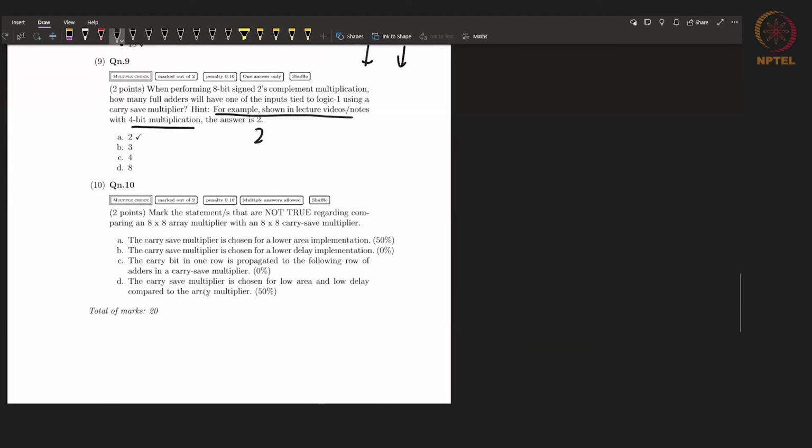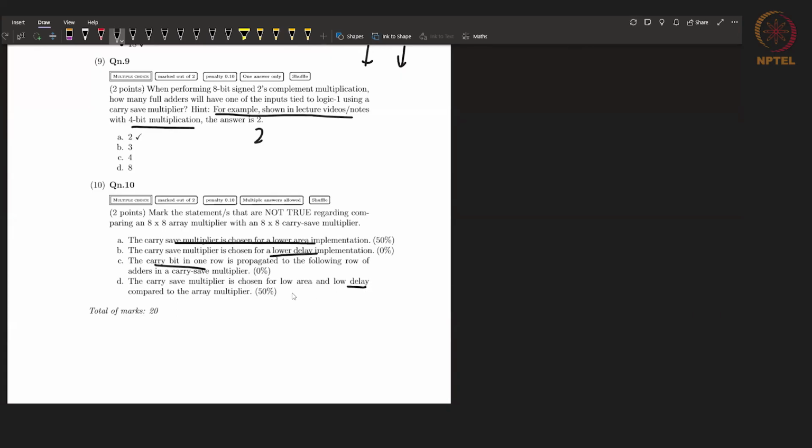Question 10. Mark the statements which are not true. Right. So the statements that are not true is carry save is chosen for lower area. No, it's chosen for lower delay implementation. Why? Because you're trying to pass the carry forward. Right. Instead of rippling it through, you're trying to pass it through the next stage. Then the carry bit in one row is propagated to the following row of the adders. Is exactly true, right? So carry bit in one row is propagated to the following row in a carry save multiplier.